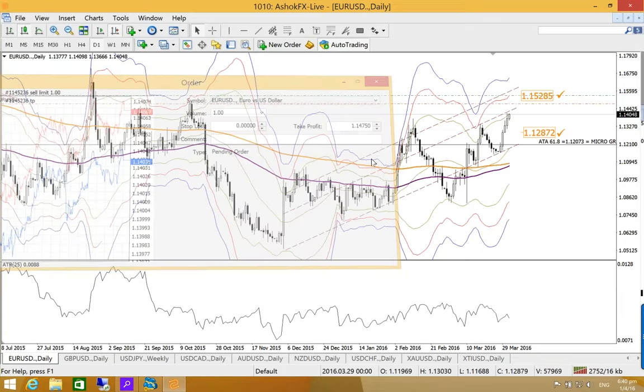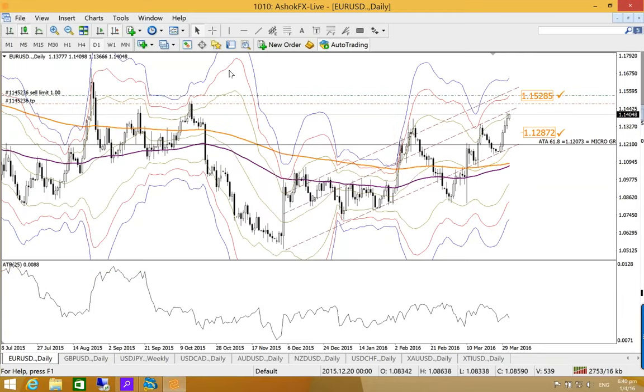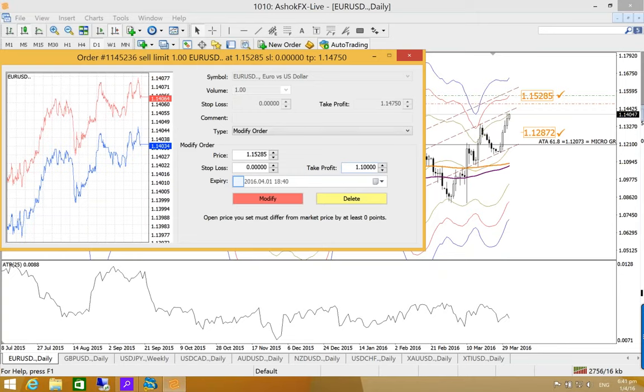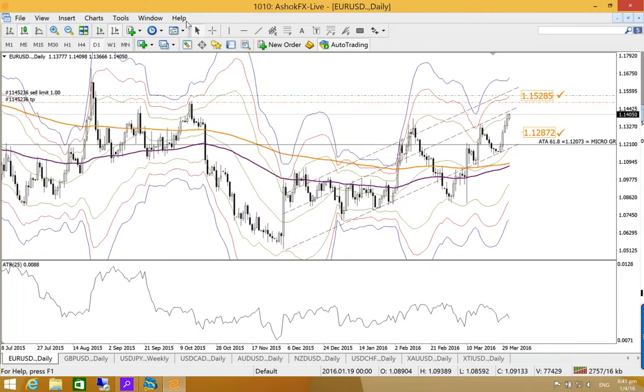If it reaches here, I'm going to take this trade order, and I'm going to take a TP of 40 pips, around 40, 45 pips. So let me make it 40 pips, making sure that I don't take too much. I take only 44 pips. I'm going to put 85. 1.1485. Okay, that's good. 40 pips from here to here is exactly 40 pips.